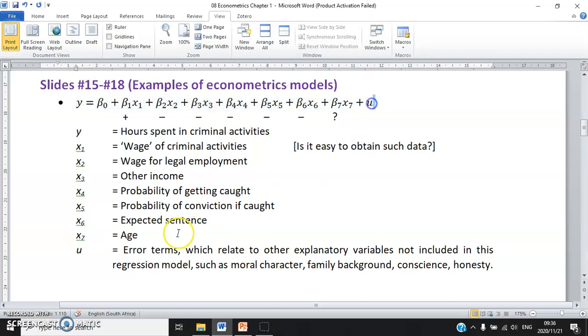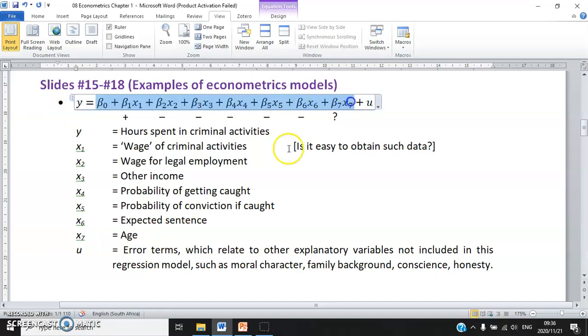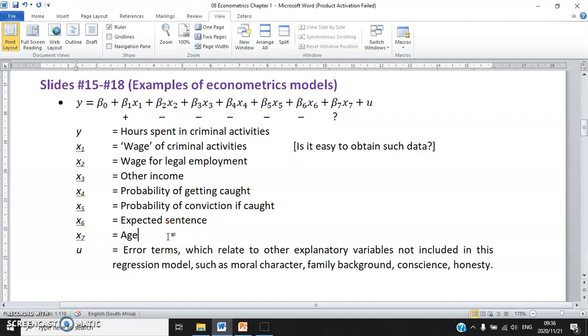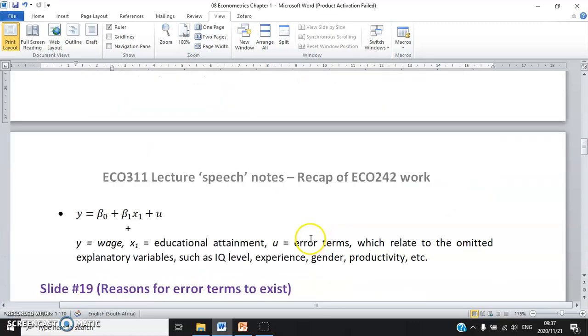And finally, U stands for the error term, the difference between actual y and the estimated y. Let's say this is a sample regression function. So the error term includes other explanatory variables that are currently not included in this regression model, such as our moral character, family background, conscience, honesty. There could be certain reasons why we exclude these explanatory variables. For instance, how can we measure moral character? How can we capture data on conscience and honesty? It's hard to quantify this information.